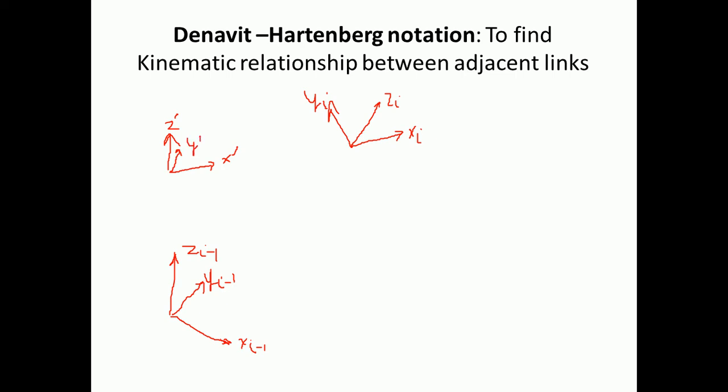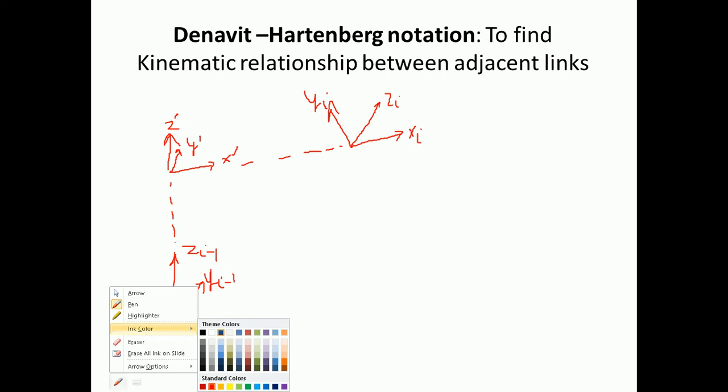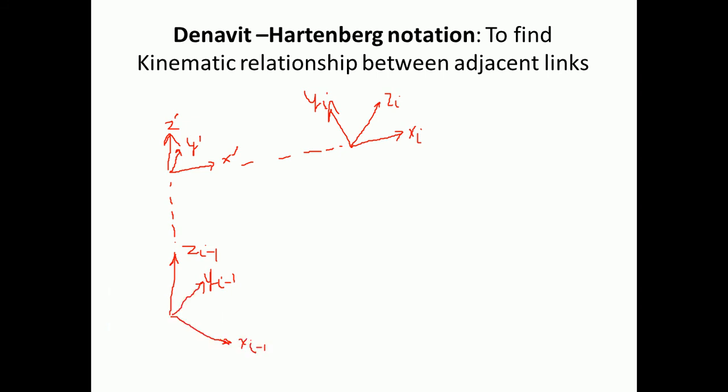So for finding the relation between these two links, we have considered an intermediate frame between these two frames. For the Denavit-Hartenberg notation scheme, what we have to follow, first of all, we have to translate. I am also going to name these origins. This is O i minus 1, this is O dash, and this is O i.